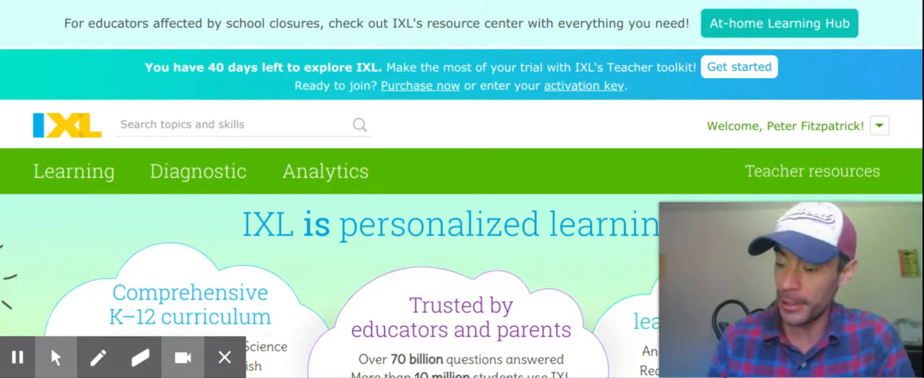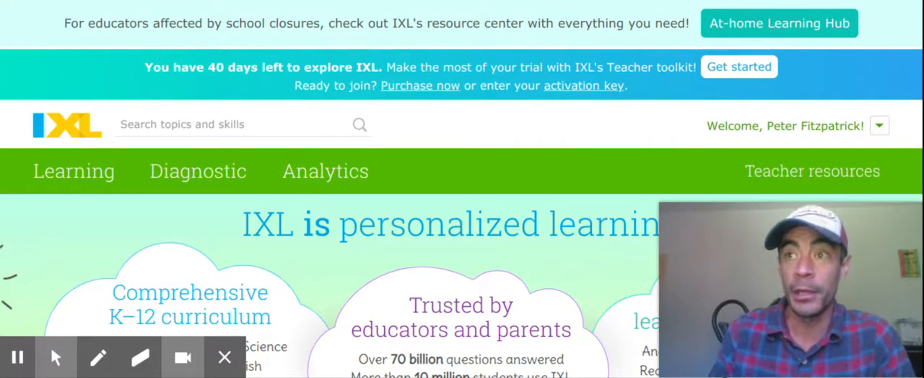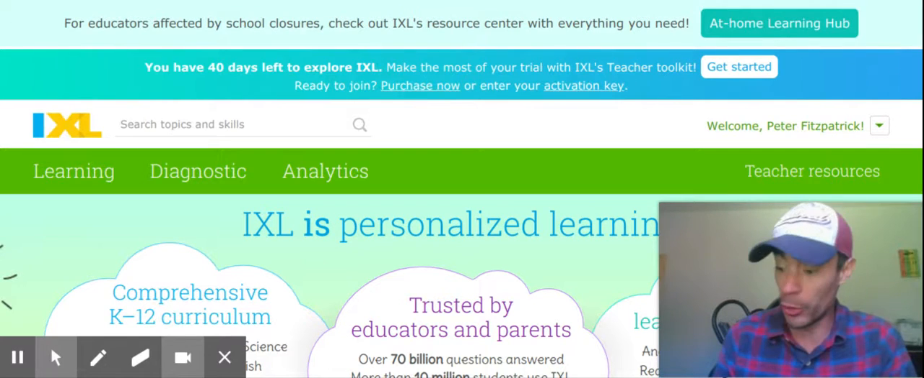I want to show you how to log in properly into IXL, use the shortcut code to find it, and then actually practice using the quadratic assignment that I posted earlier this week.